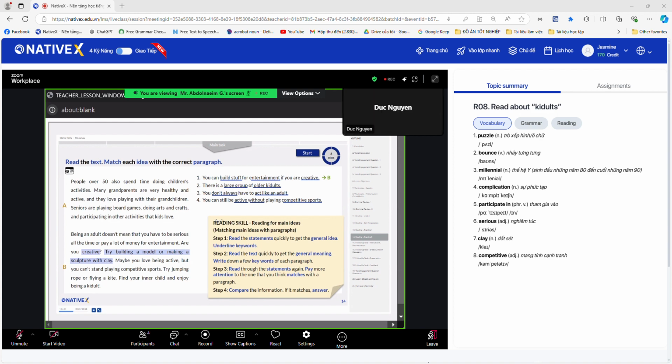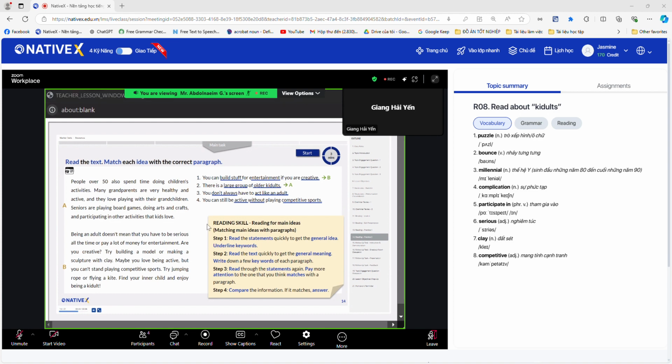Number 2, paragraph A. With many grandparents are very healthy and active. Yes. So people over 50 spend time doing children's activities. Many grandparents. So number 2 is A. Very good.